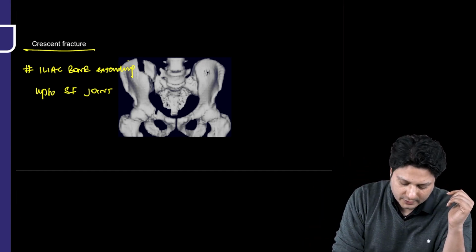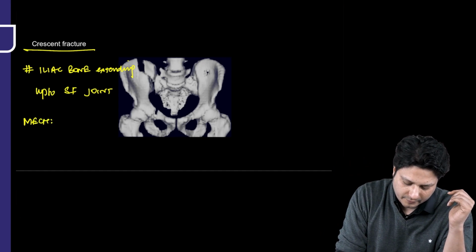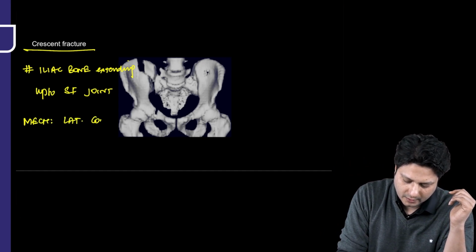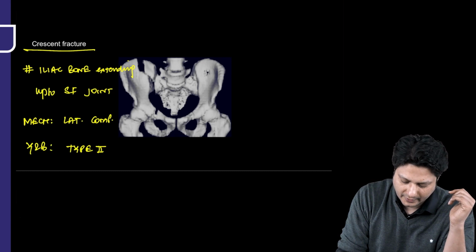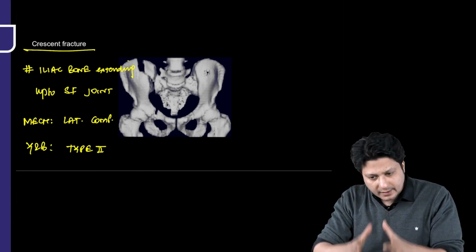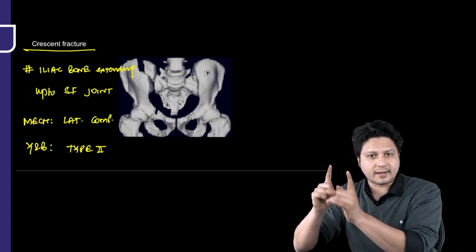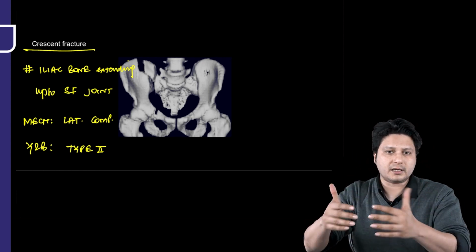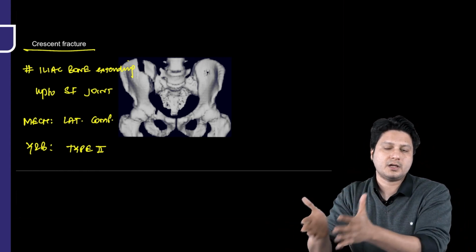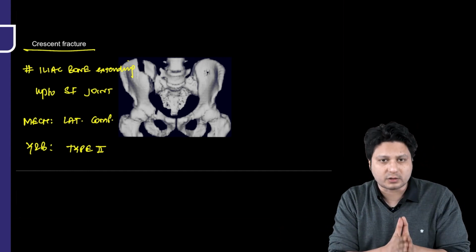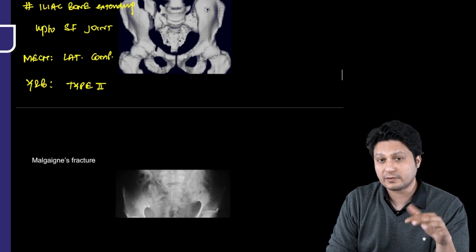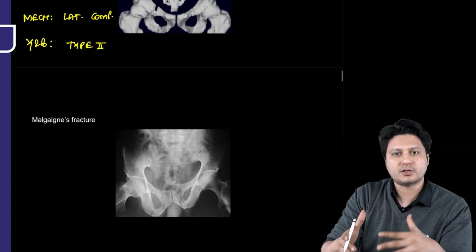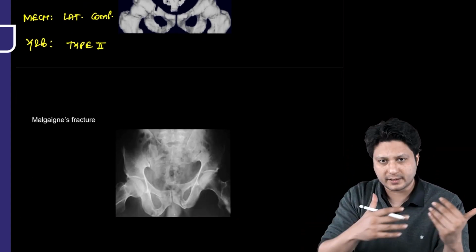So the mechanism for causing this kind of injury is the lateral compression injury. All the lateral compression injuries are classified according to Young and Burgess as type 2. As I told you, type 2 injuries are further classified into type 2A, type 2B and type 2C based upon the severity, based upon the associated injuries with the lateral compression. But you have to restrict yourself to understanding the crescent fracture only. Open book injury to the pelvis has been asked as a question. Crescent fracture to the pelvis is a question which they have already asked.